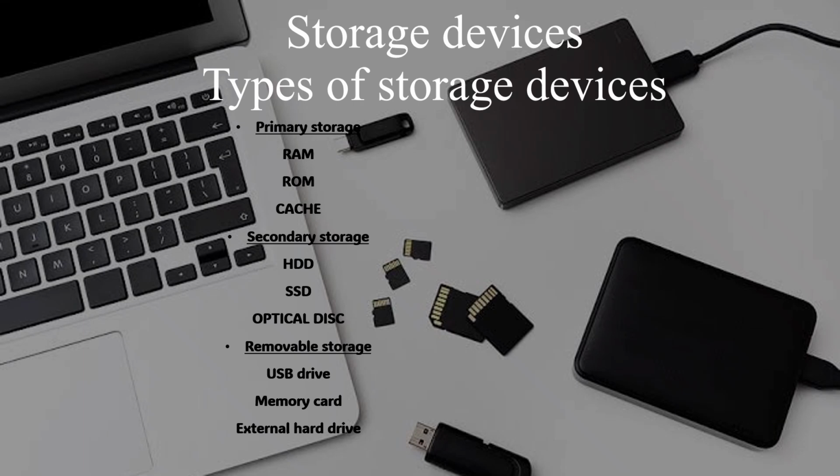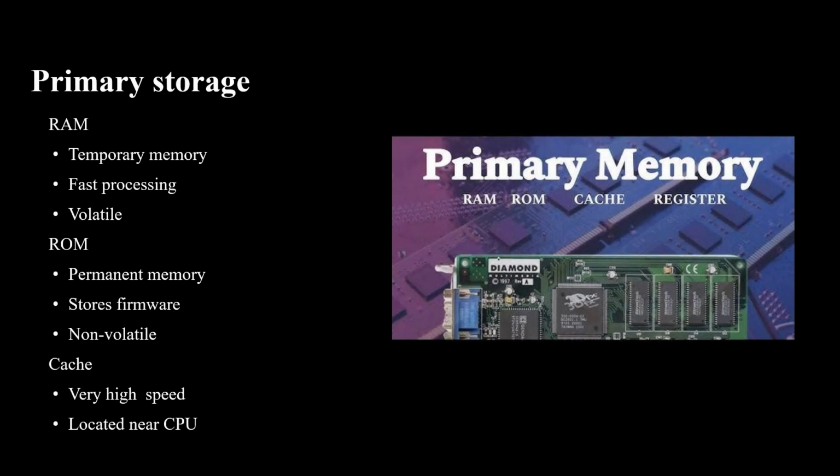Next one, primary storage. Primary storage is directly connected to the CPU. RAM stores temporary data and is volatile. ROM stores permanent instructions and is non-volatile. Cache memory is the fastest type of memory and improves CPU performance. These memories are essential for fast operation.